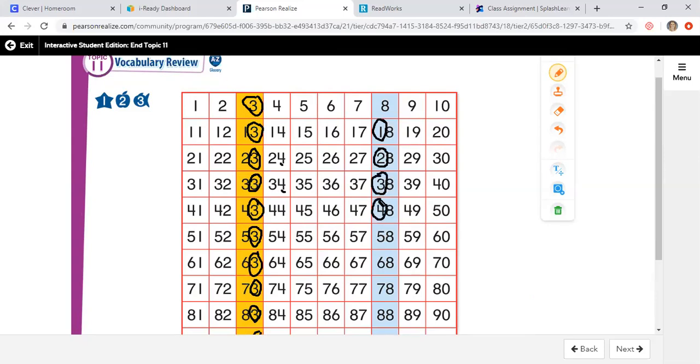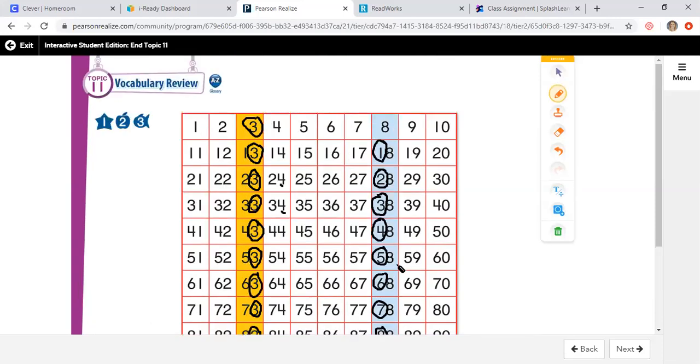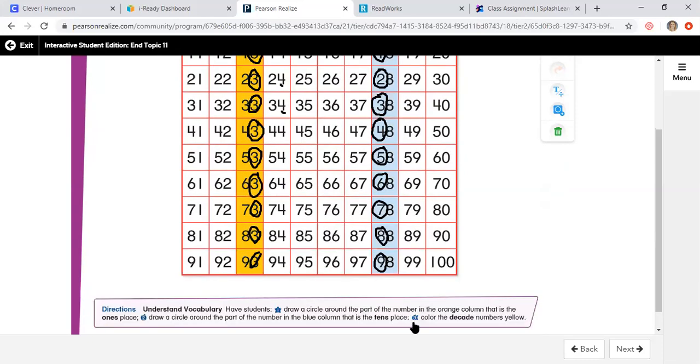Yep, that first number. So all of these numbers that I'm circling are in the tens place because they asked me to circle the numbers in the tens place. If I was circling the numbers in the ones place, I'd be circling all the eights, but they said tens place. All right. Next part says color the decade numbers yellow.